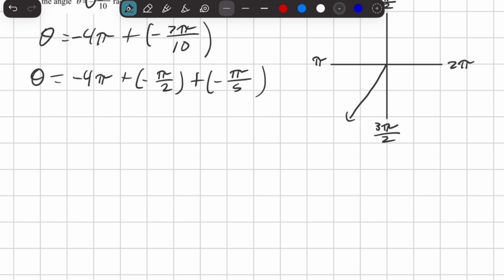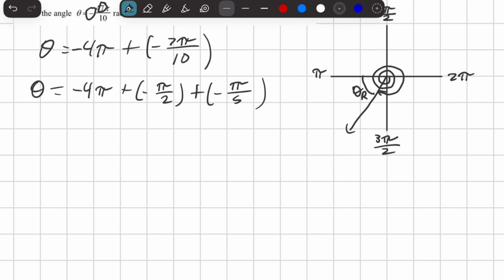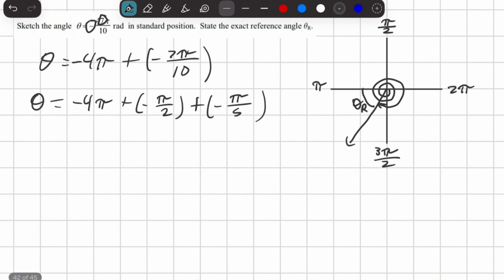So it's going to look something like this. It's going to go around twice, and that's going to come to here. And that is what your angle is going to look like. And then you have your reference angle here. And now we can go ahead and find that by just doing 180 degrees.